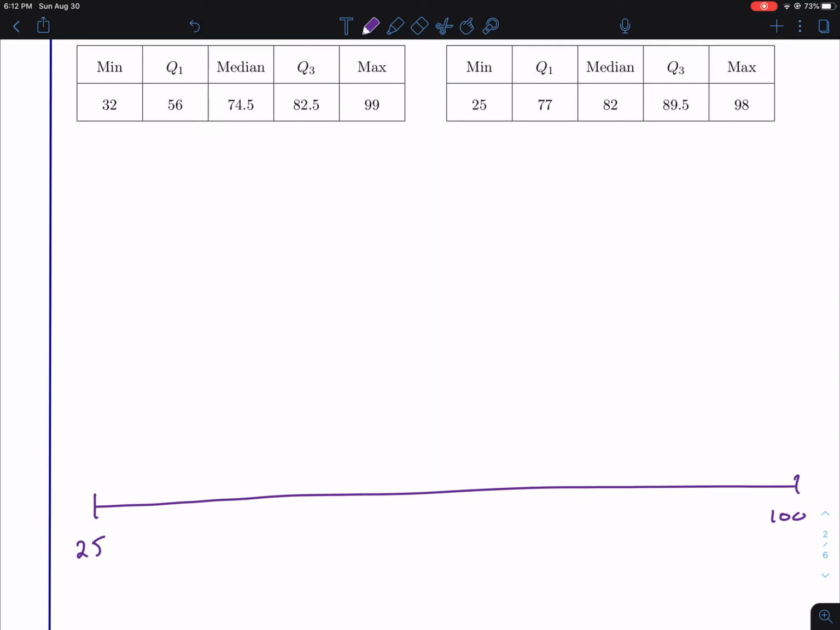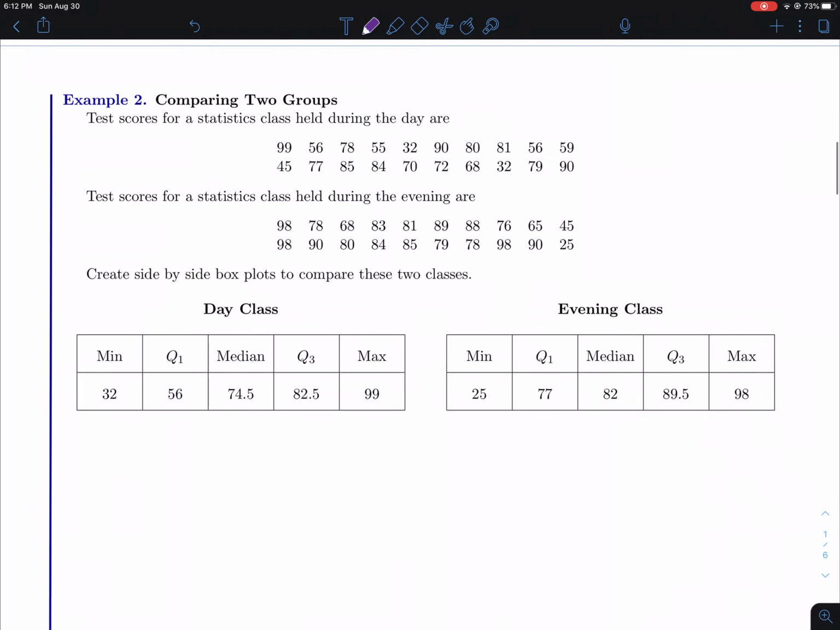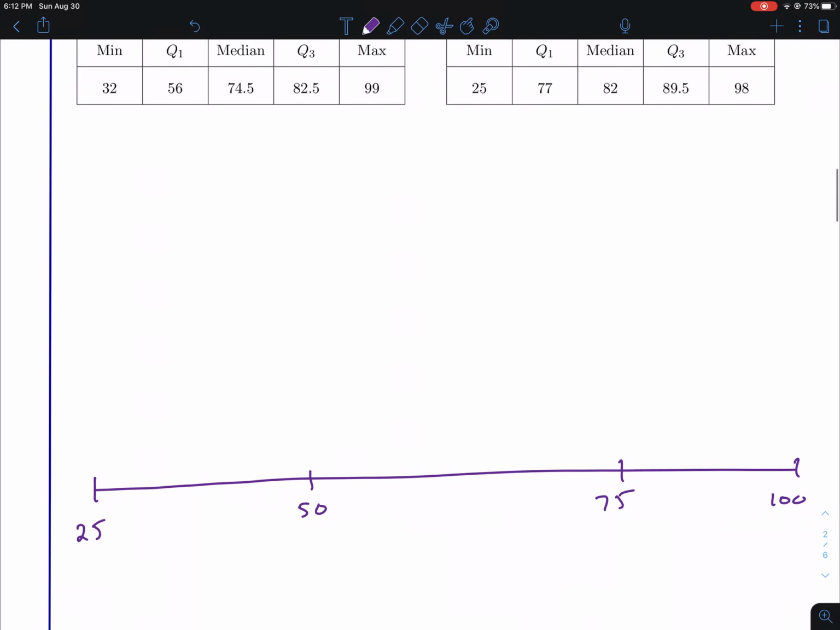And then let's see, so what do I go by? So I'll have a 50 here and a 75 there. And I could break it up more if I wanted to. I mean, again, if you have graph paper or if you're using a ruler and trying to be more precise, it would be a little bit nicer. But hopefully this will give us a good idea. And so what I'm going to do is I'm going to plot the day students on top. So I'm going to put them up here. And I'm going to put the evening students down below. So that way we can compare the two different box plots together.